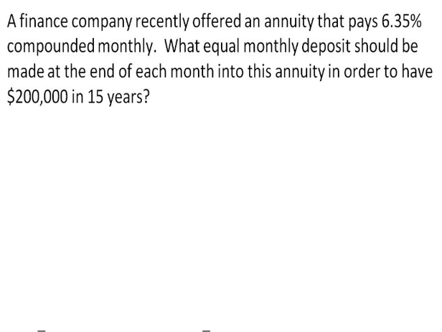Now for this example, you're given that a finance company recently offered an annuity that pays 6.35% compounded monthly. What equal monthly deposits should be made at the end of each month into this annuity in order to have $200,000 in 15 years? So we know the future value, and we want to find out the payment value, and we know it's an ordinary annuity because the payments are made at the end of each period, which in this case means at the end of each month.